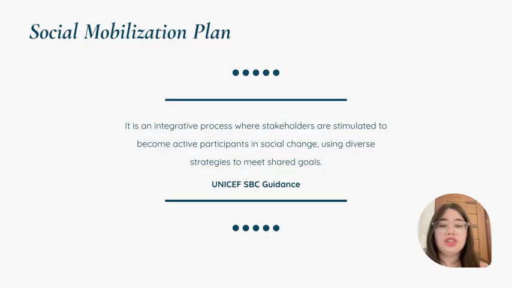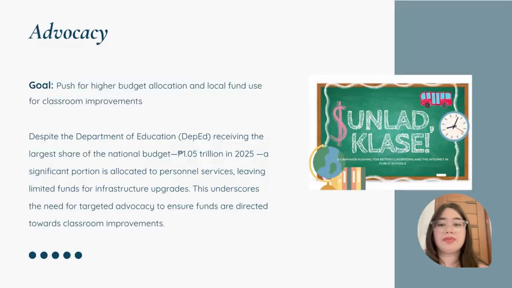So, first, I'd like to reiterate that a social mobilization plan is an integrative process where stakeholders are stimulated to become active participants in social change using diverse strategies to meet shared goals. So, this is according to UNICEF's Social Behavioral Change Guidance. First, I'll be talking about the advocacy of Unlad Klase.